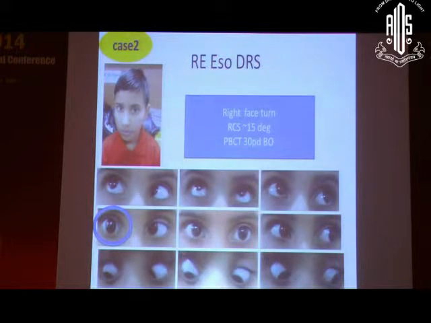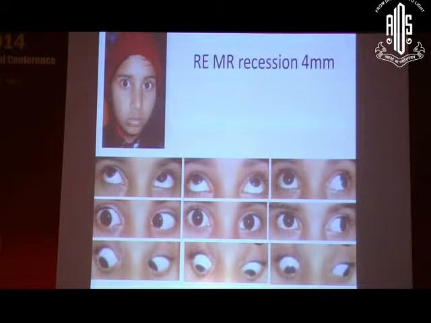This was a similar case with classic variety, mild to moderate DRS, but she was different from the first case because she had a larger phase turn and she had a larger amount of esotropia in the primary position than the first patient. But here we did a rather smaller amount of recession of around 4 mm. So the message is that it is not the amount of phase turn or esotropia in primary position which determines the amount of MR recession which we are doing.